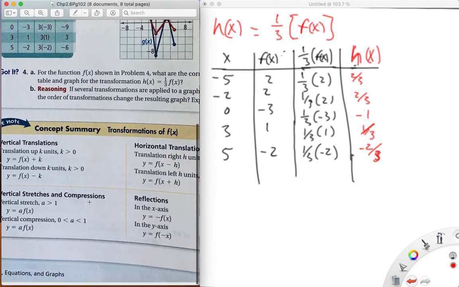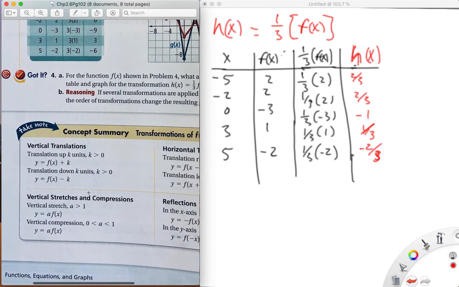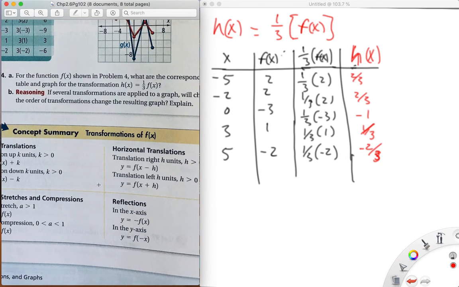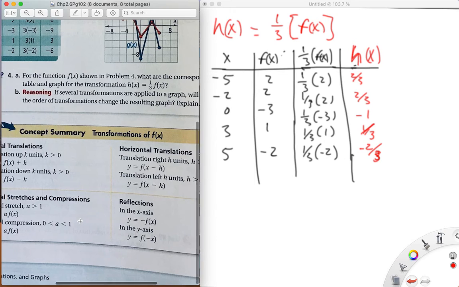Alright, and that is that section. Just to reflect, vertical translations, you add k outside of the parentheses of f of x, and that goes up and down the y-axis. Positive k goes up, negative k goes down. Horizontal translations, you subtract h from inside of the parentheses. Minus h is to go to the right. Plus h is to go to the left.